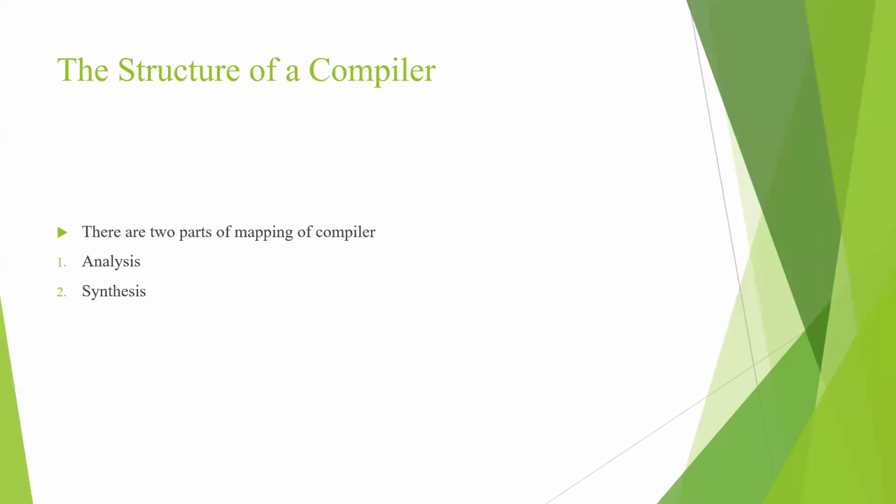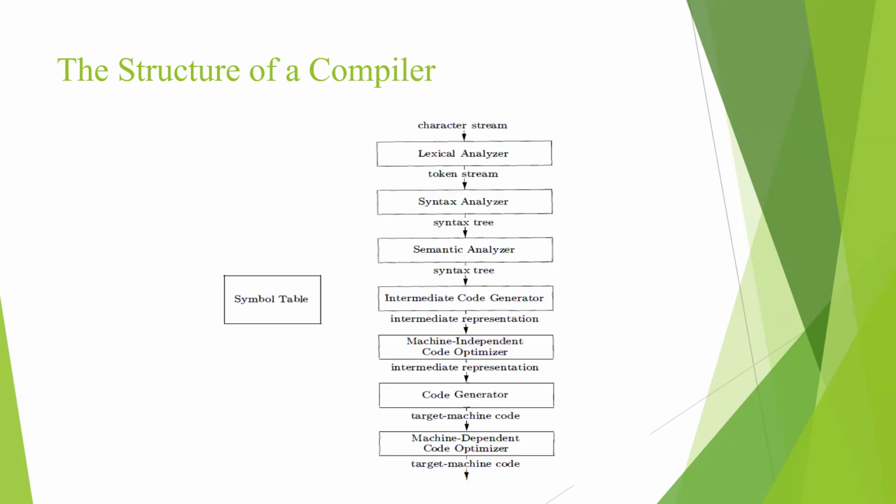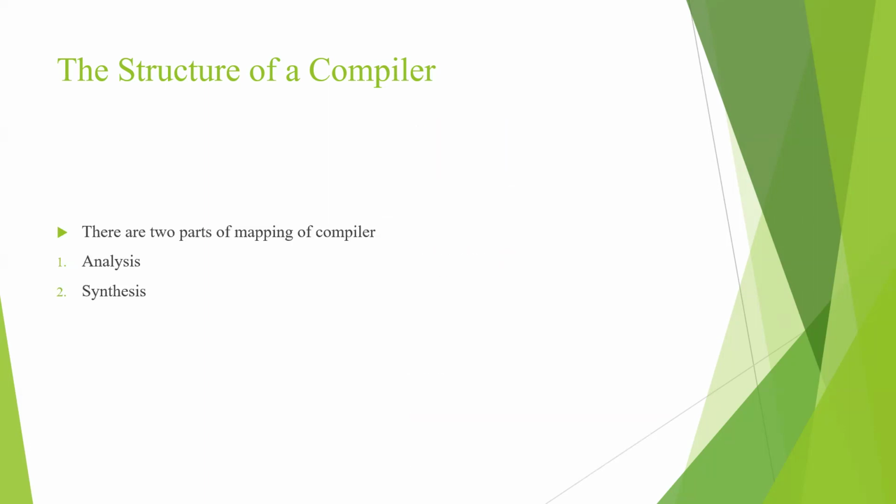The analysis part breaks up the source program into pieces and imposes a grammatical structure on them. If the analysis part detects that the source program is either syntactically wrong or wrongly formed, or semantically unsound, then it must provide an informative message so the user can take corrective action. Basically, the analysis part also collects information about the source program and stores it in a data structure which is known as a symbol table. Here the symbol table is shown, where we can store such type of information.